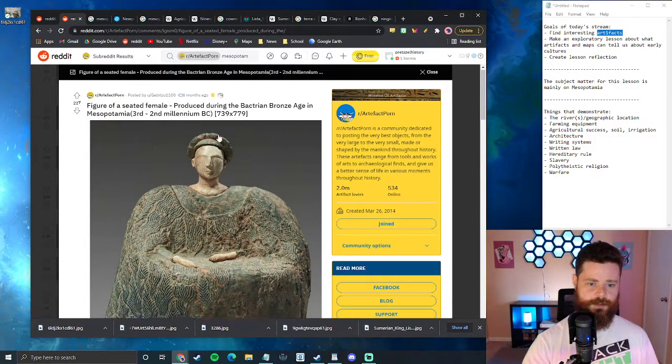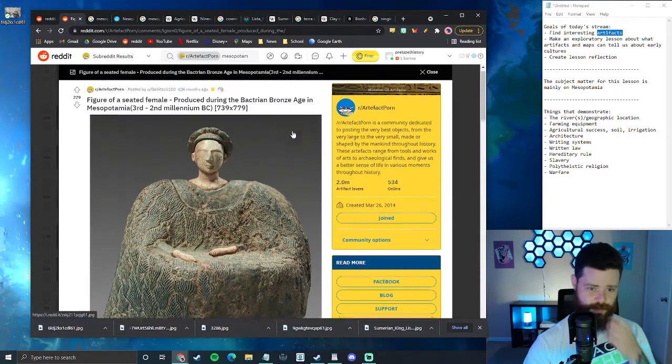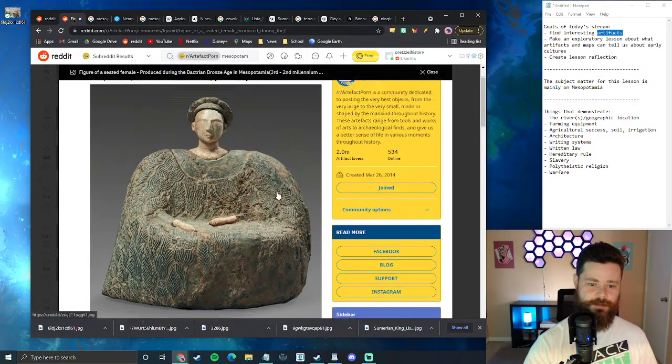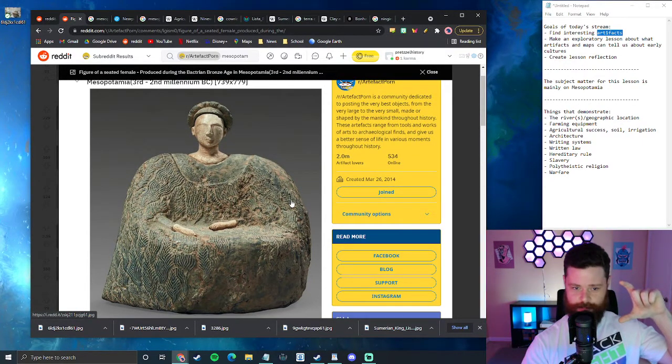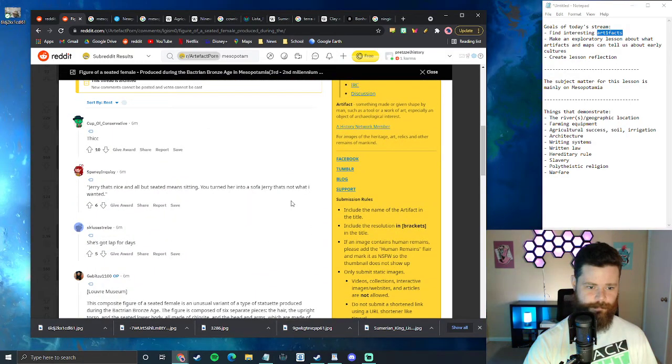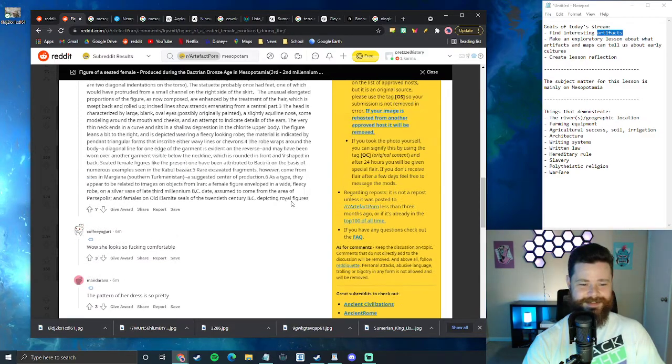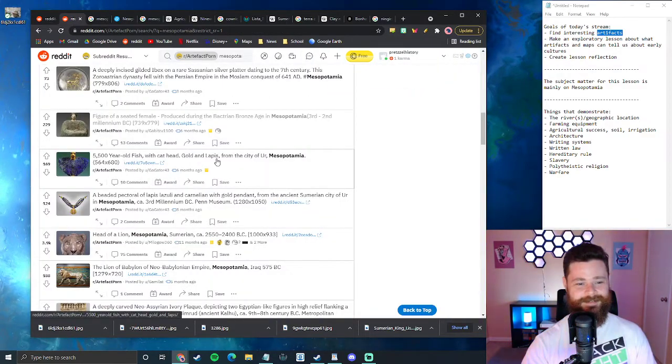Seated female. Okay, it's another seated female. Oh, that's interesting. I wonder how big this is. I wonder if it's actually a chair that someone else can sit on, or if it's like this big. Lap for days. Oh man.